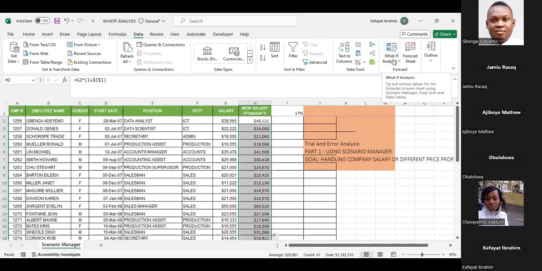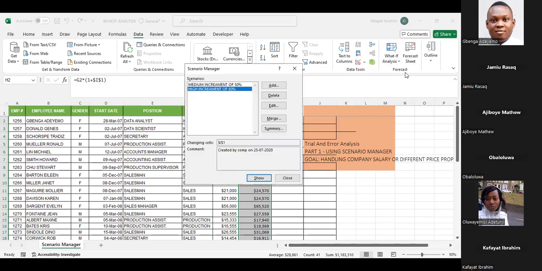Oh, yes, that's it. Now, click on the drop down. You will see scenario manager. That's what we are doing today. Now click on the scenario manager. Now you see that I have some old ones there, right? Click on each one and click on delete. Yes, delete it. Delete that one too.